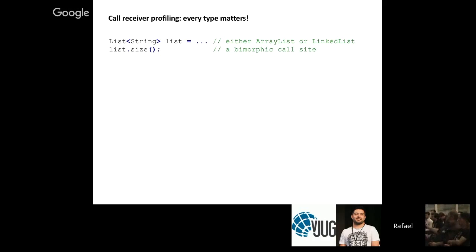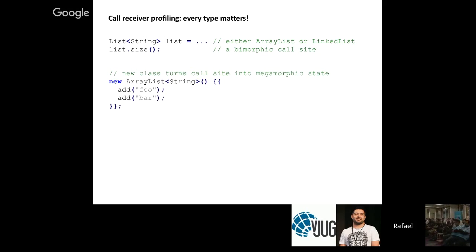Thanks for asking. Right. So an example of such call site pollution that I have seen many times in practice is collections and this so-called double brace initialization. So let's say we had a list and we called the size method on it. And the list was either an ArrayList or a LinkedList every time we called size, right? Then we have a bimorphic call site.